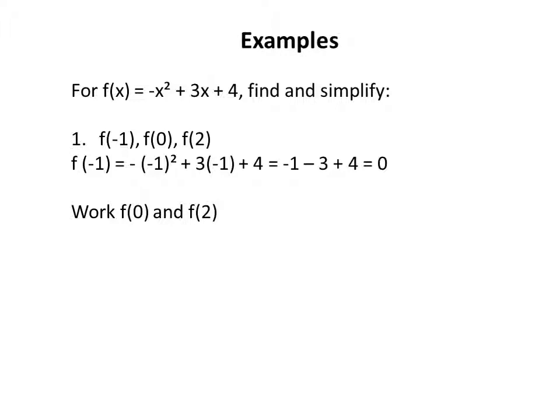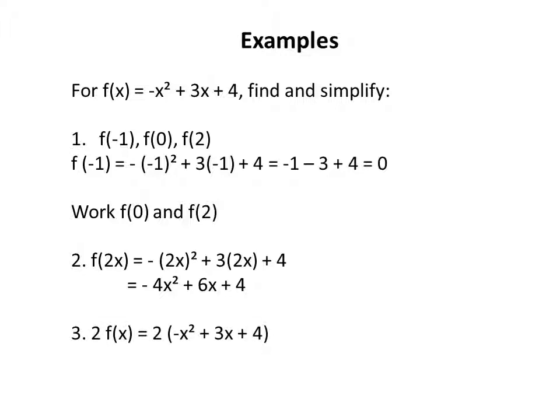Now I would like you to stop the video and work on finding the corresponding output when the input is 0, for f of 0, and find the corresponding output for the input 2, which is f of 2. So now let's look at example number 2. This time I'm giving you the input 2x. So again, replace the x in the function with the 2x, and then do the math. We get -4x squared plus 6x plus 4.